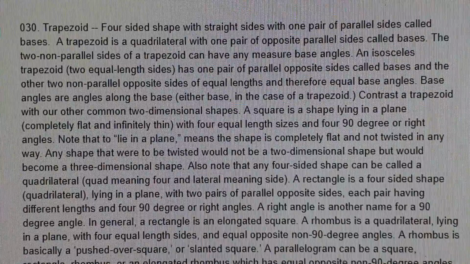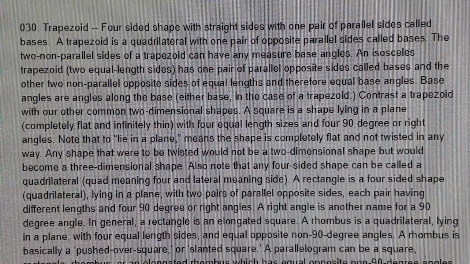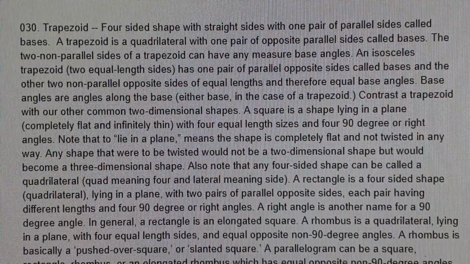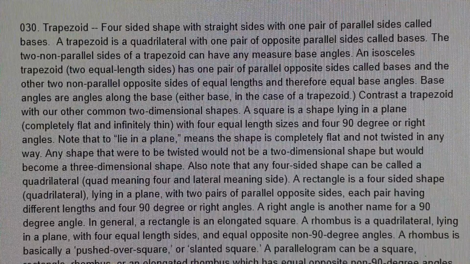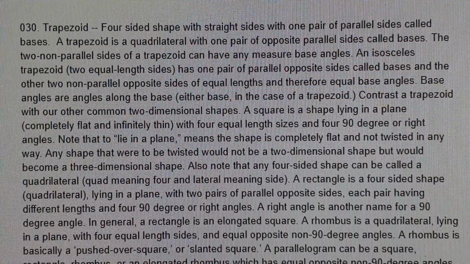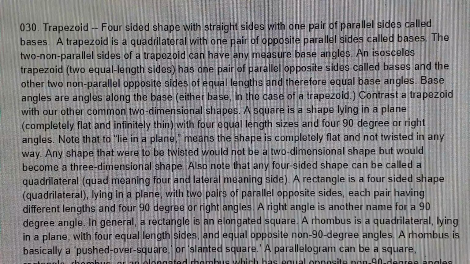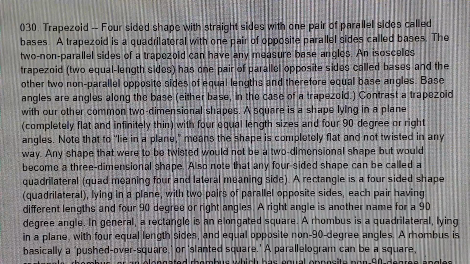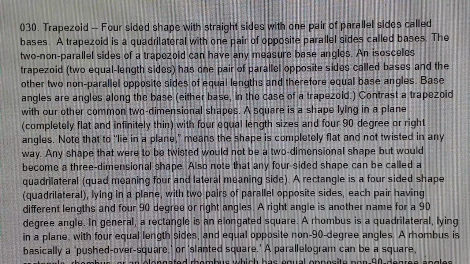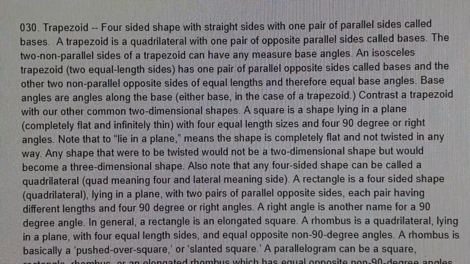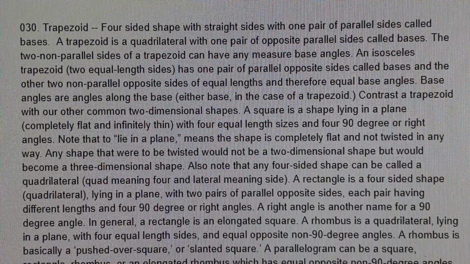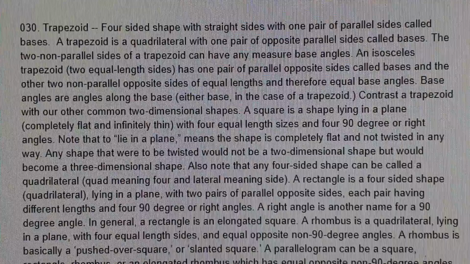A parallelogram can be a square, rectangle, rhombus, or an elongated rhombus, which has equal opposite non-90-degree angles and pairs of parallel opposite sides, the two pairs having different lengths. A trapezoid is not a parallelogram.